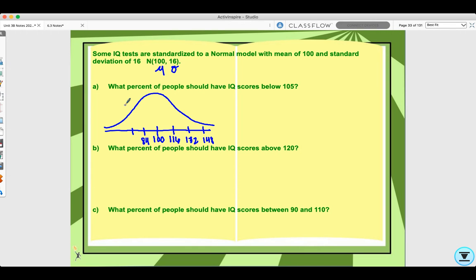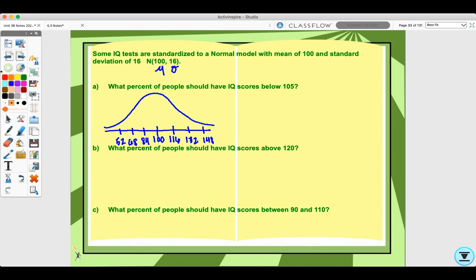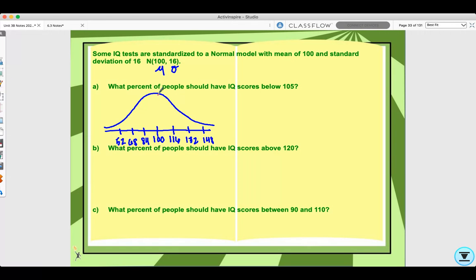The next one would be 68, and the last one would be 52. You don't have to write those each time, but if you were to draw those in, that's what it would look like. I want below 105, so we know 105 is right about here. So I would draw that in, I would label 105. And below would be all this area shaded to the left.